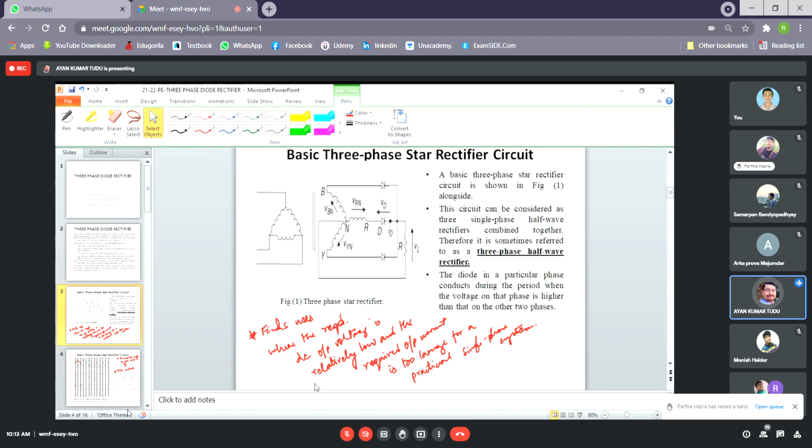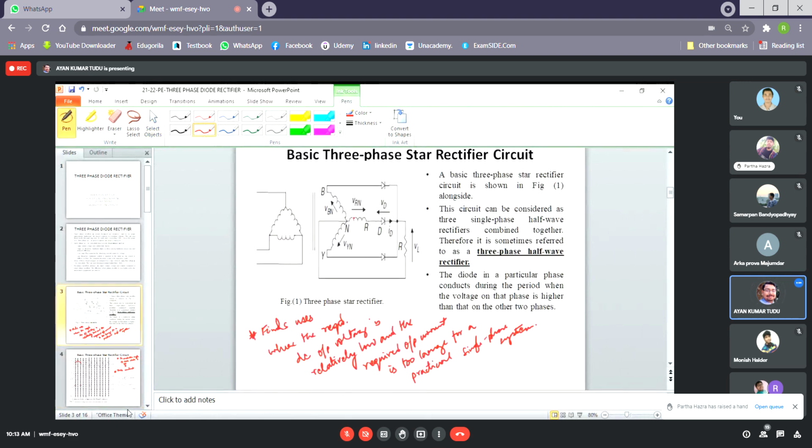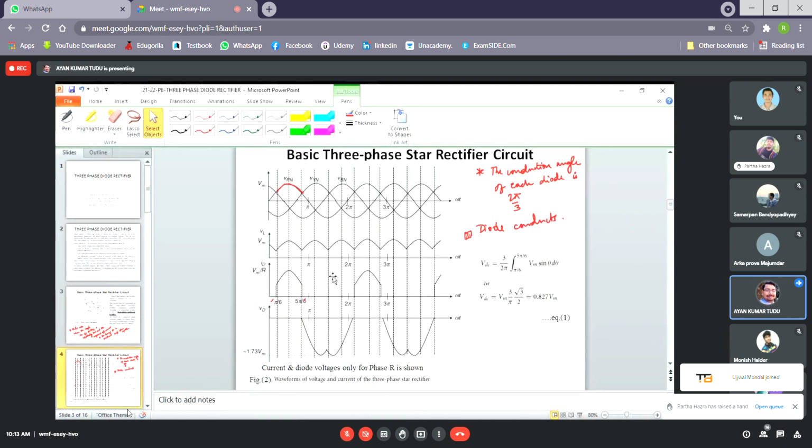When this diode is conducting, this is the output that we are getting. This is with respect to the current that is flowing through this particular diode. And the peak inverse voltage for this purpose is also being shown here.